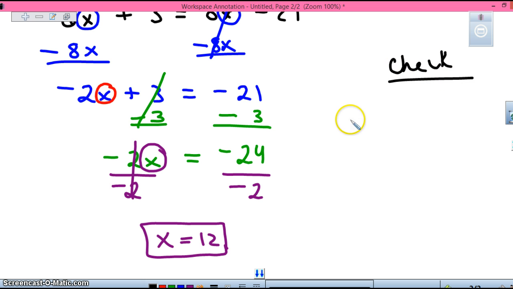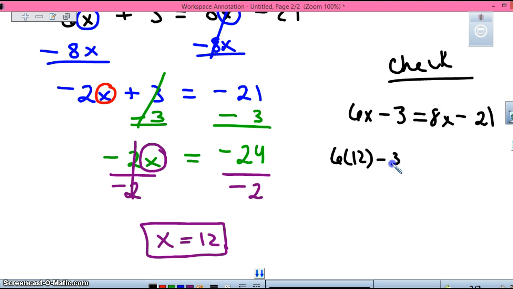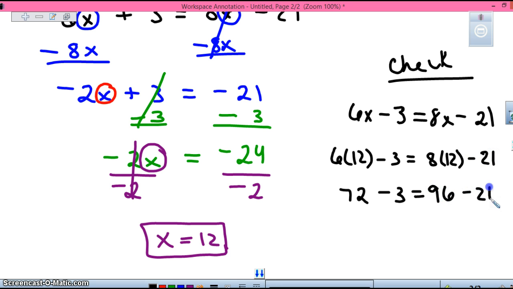Yes, if we're checking and we have 6x minus 3 equals 8x minus 21, and we substitute for our variable, we would say 6 times 12 minus 3 should be equal to 8 times 12 minus 21. So 6 times 12 is 72 minus 3 should be equal to 8 times 12, 96, minus 21. What's 72 minus 3? What's 96 minus 21?